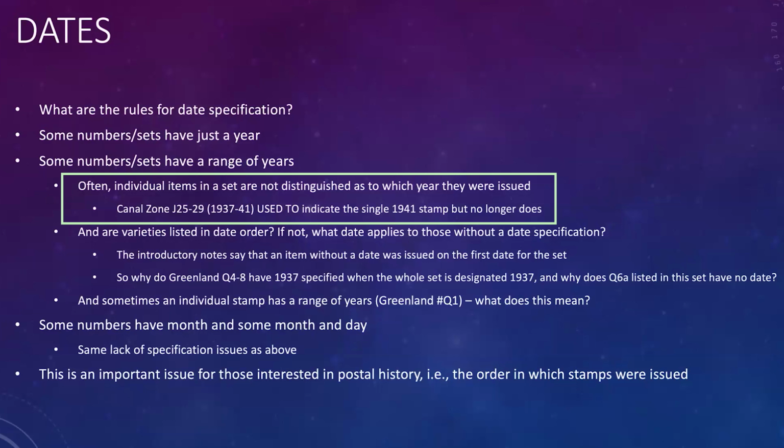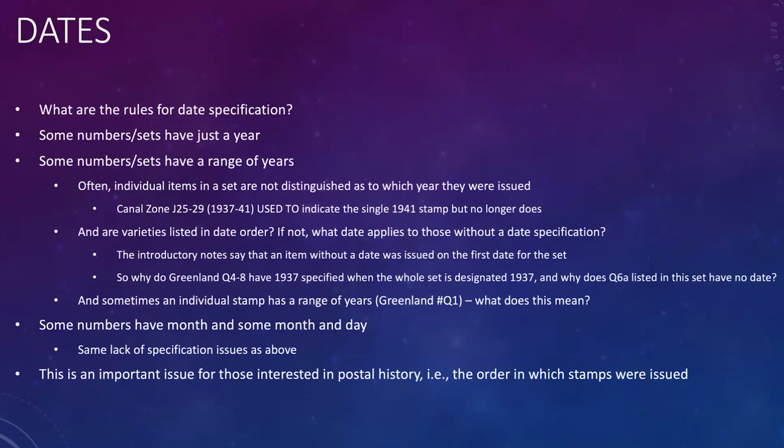The current listing does not tell you that. They've lost that information. They know that the set is that range of dates, but they won't tell you which stamp is which. Varieties are not listed in the order of date.